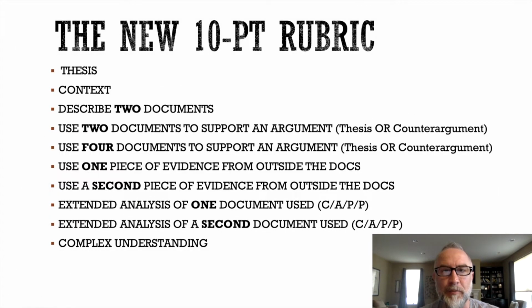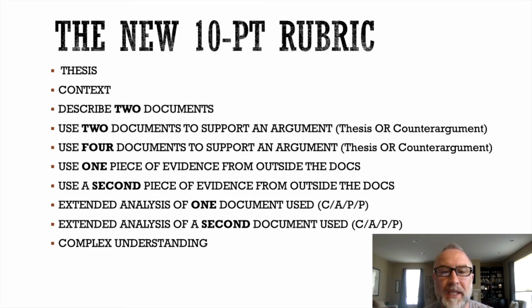I was expecting the rubric to be identical to the one that they were using for the regular DBQ, but just changing the number of documents. But that's not going to be the case. The College Board has released a 10-point rubric that'll contain a point for thesis, a point for context, a point for describing 2 of the documents, or 2 points if you use 2 of the documents. A third point is possible if you use 4 of the documents to support an argument. And that could be to support your thesis argument or to support a counter argument to your thesis.